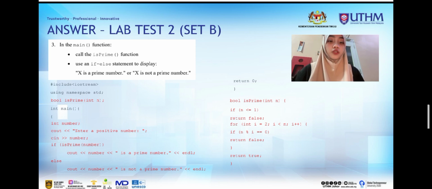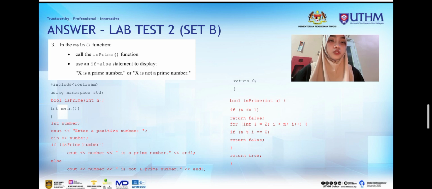So next, the program displays a message which is cout << "Enter a positive number". This message asks the user to enter a positive number. The user input is then stored using cin >> number. So this statement reads the value entered by the user and stores it in the variable number.